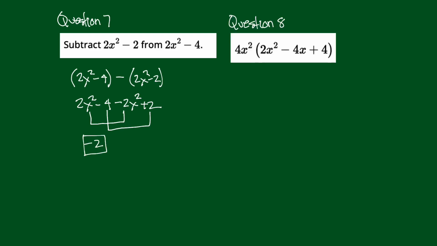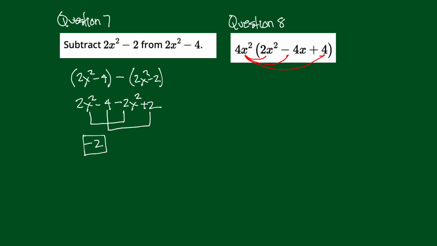Question 8, we're asked to make this multiplication. I've got a monomial, 4x squared. I'm going to multiply it through here using the distributive property. I'm going to multiply it here, then here, then here. So just take these one at a time. What do we get here? 4x squared times 2x squared is 8x to the fourth.